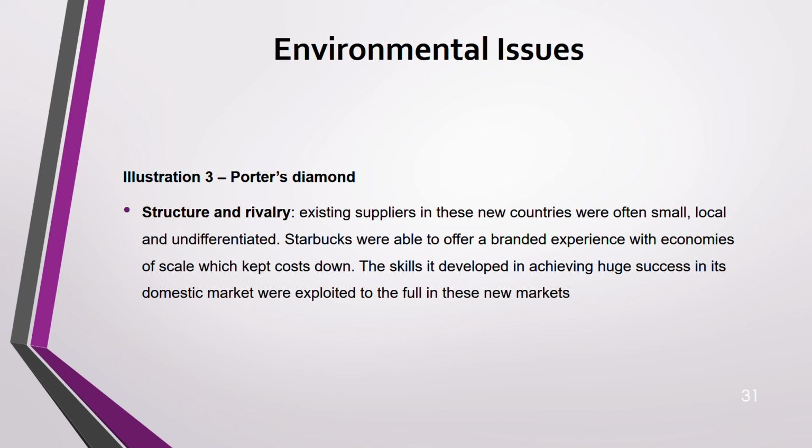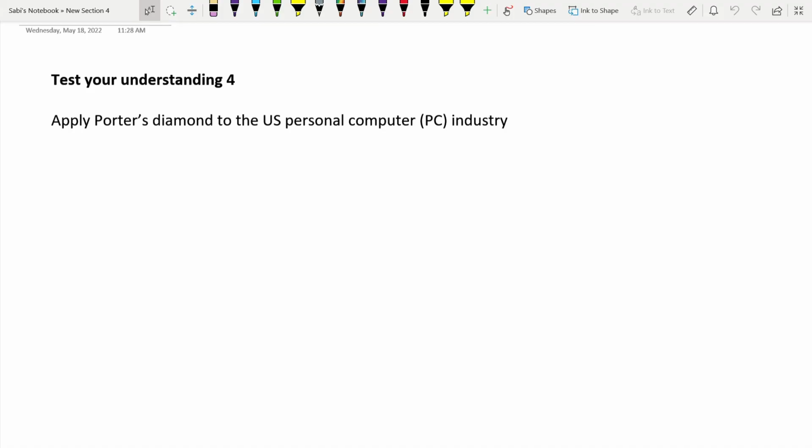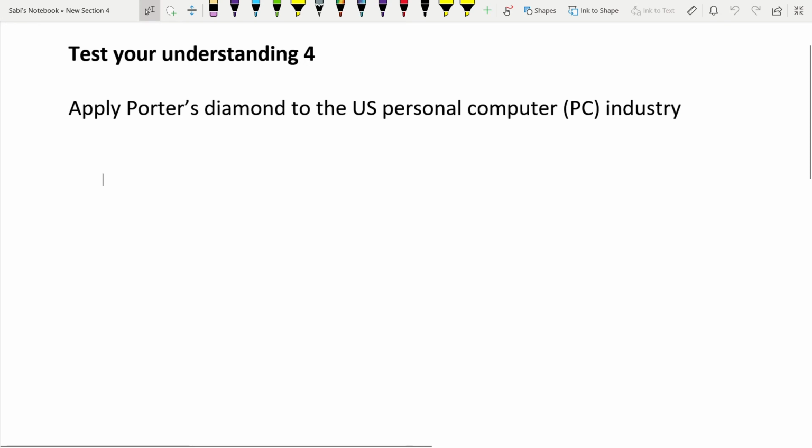Okay, so now let us do test your understanding 4, where we are going to apply Porter's diamond to the US personal computer industry, PC industry. When you're applying the Porter's diamond, basically you are talking about the four conditions. First is factor conditions.